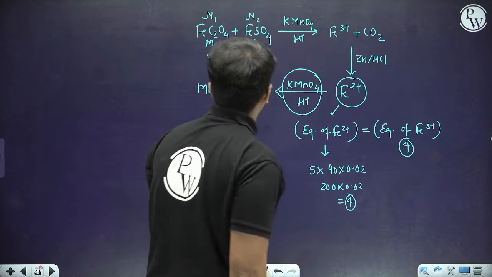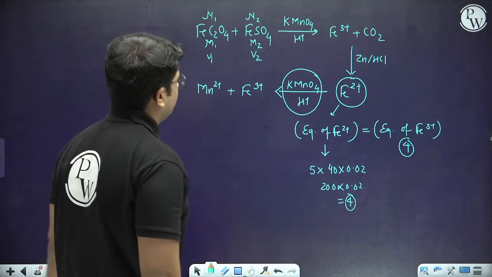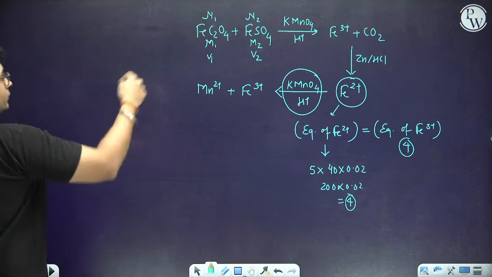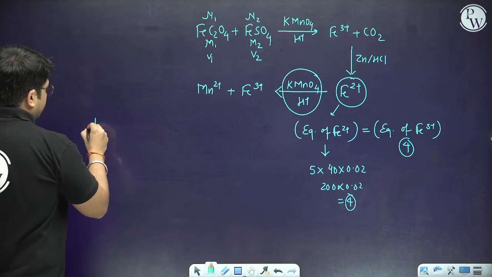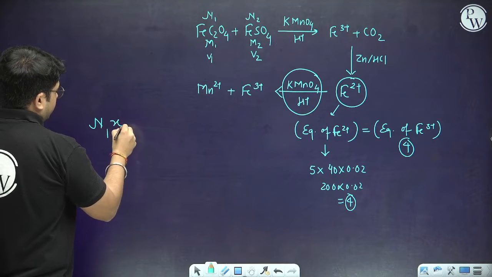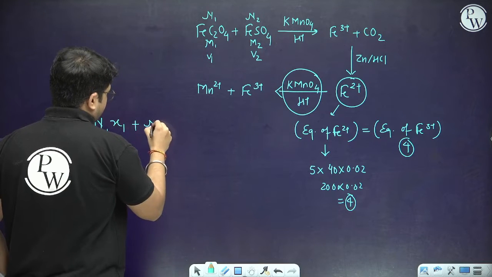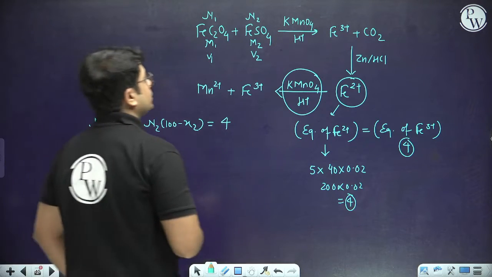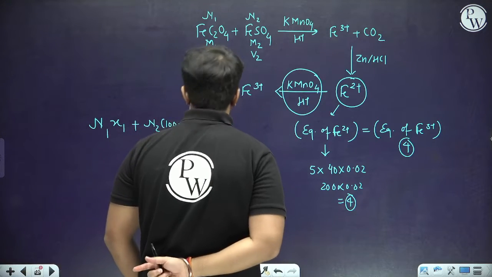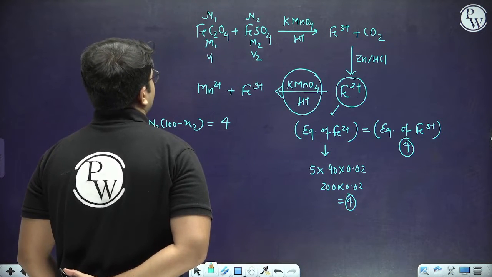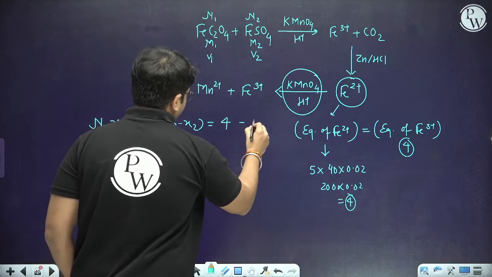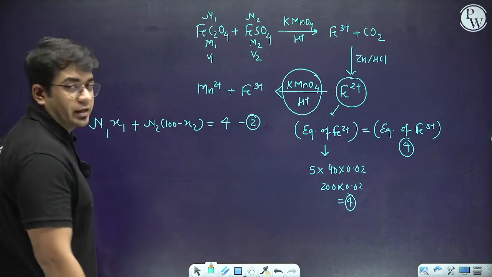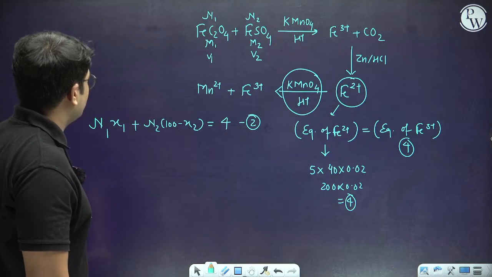So 4 equivalents are equal to the equivalents of Fe2+ from that part and that part. So I can say equivalents of Fe2+, this part is converting into this. So that should be N1 multiplied by X1, plus this part should be N2 multiplied by (100 minus X2), equal to 4. And in this case, +3 is converting into +2 and +2, so that will be 4 only. So this is the second equation. We have the first equation as well as the second equation, so you can solve these two equations and then you will get the answer. That's it. Now I guess we have both the equations.